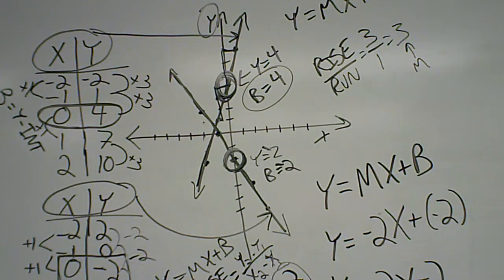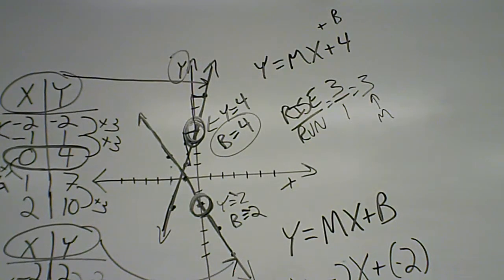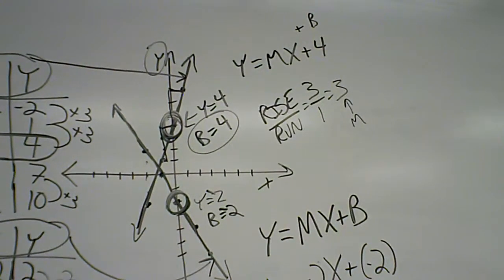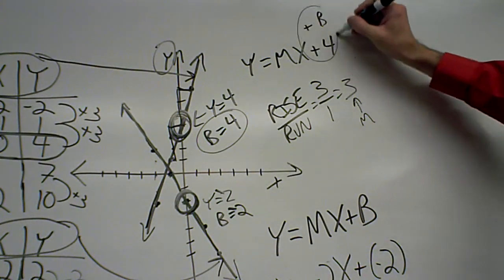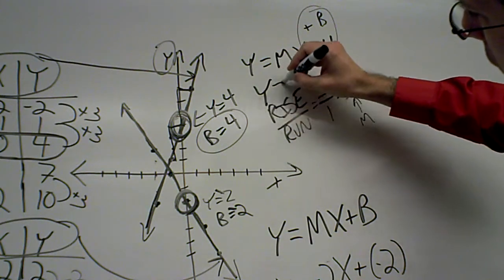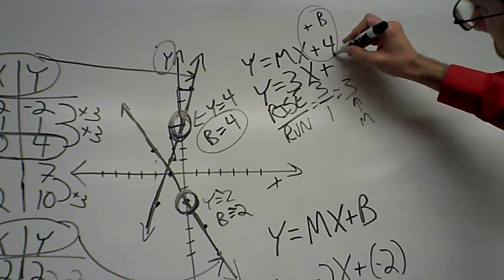I got a little carried away with my mx plus 4 there, so we're going to tip that up for you. I'm going to glare on that screen, see if we can't do that. Any better? I don't know, we'll see. So let's write the final equation here. We got our b is 4, and we're going to put our m in, so we got y is equal to 3x plus 4.